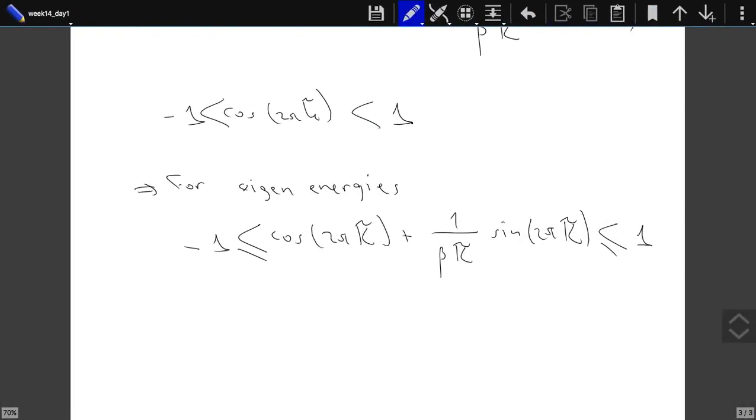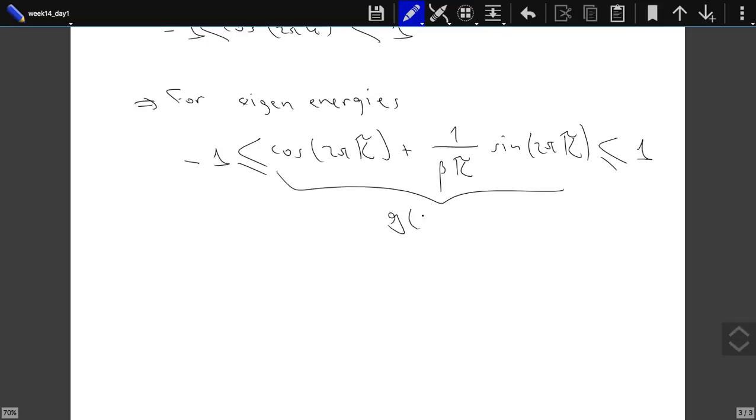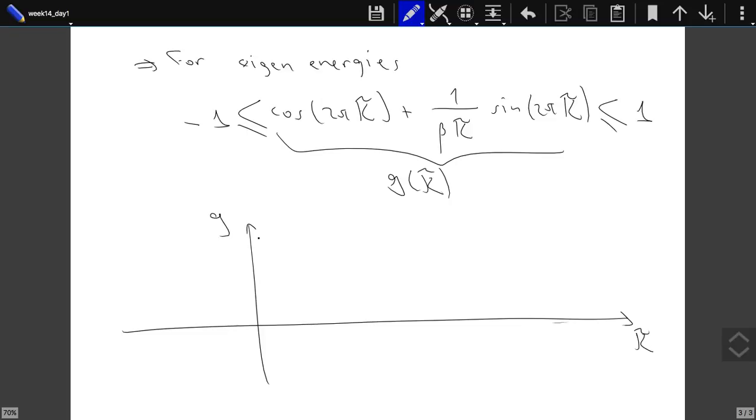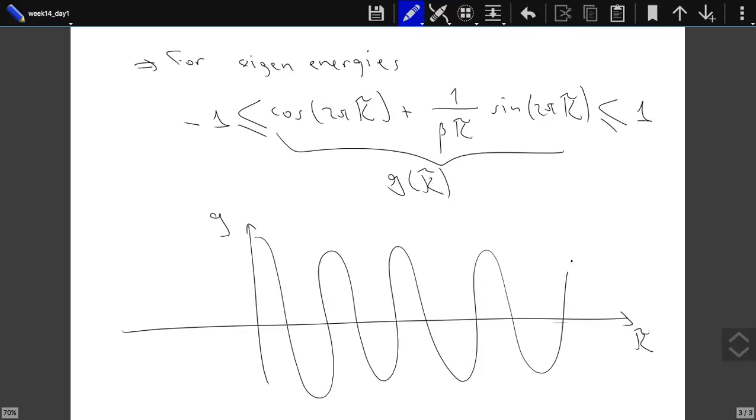So if you plot this function, it's an oscillating function. Depending on the parameters, its maximum is above 1 and its minimum below minus 1. But we already know that the function for the eigenvalues has to be between 1 and minus 1. So basically, the kappa can take any value in this region.